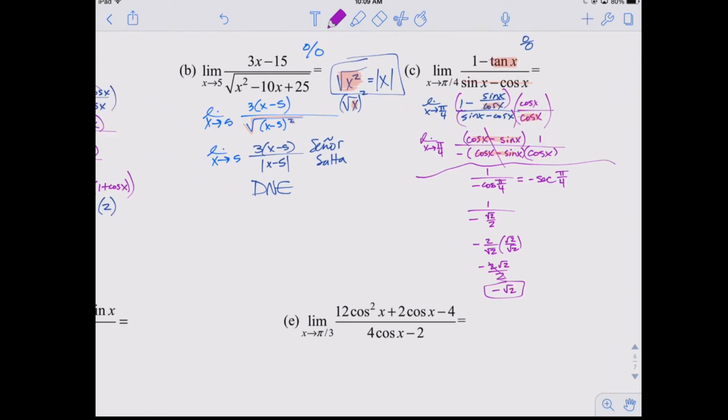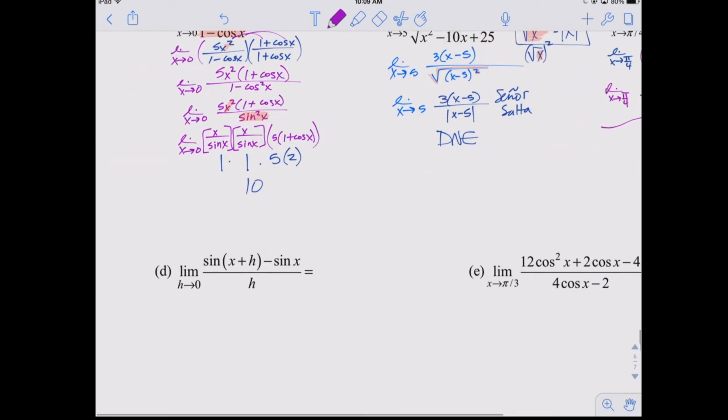All right, so just because it has trig in it doesn't necessarily mean we're going to be using the trig limits that we memorized. That's why this one's in here. But putting things in terms of sine and cosine can help jumpstart a problem. All right, any questions on C? Letter D.